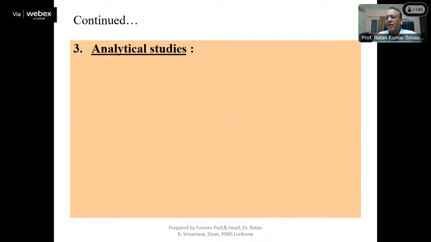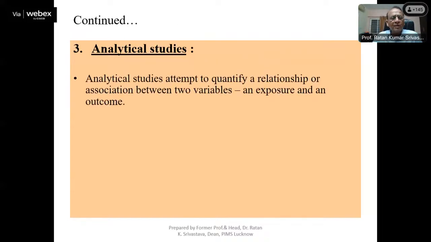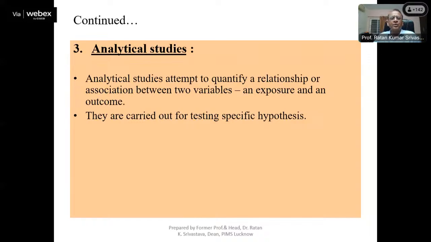Now, let us come to the analytical study. An analytical study attempts to quantify a relationship or association between two variables, an exposure and an outcome. They are carried out for testing a specific hypothesis. I told you that in a descriptive study you develop a hypothesis, and then you do an analytical study to prove the causative reason. A particular risk factor is responsible, or a particular exposure may lead to a particular disease, whatever you can study.